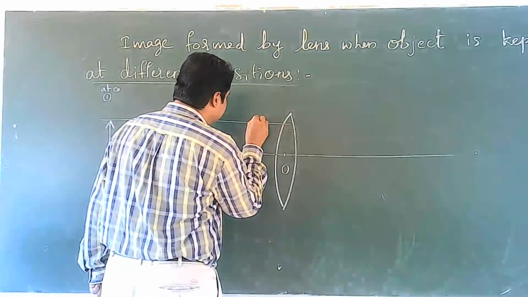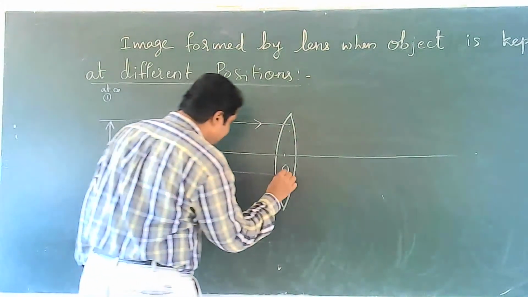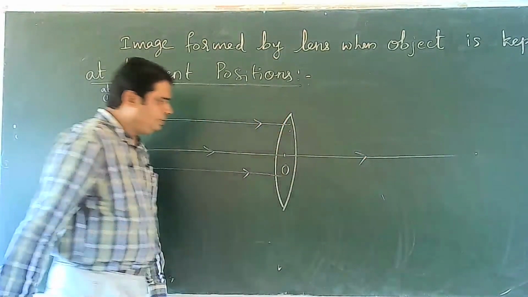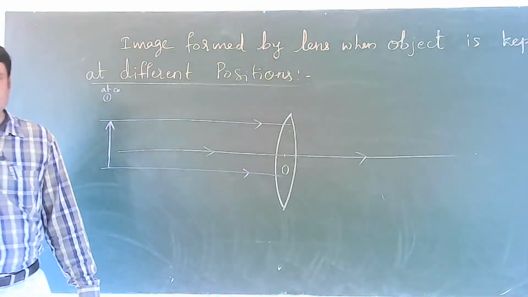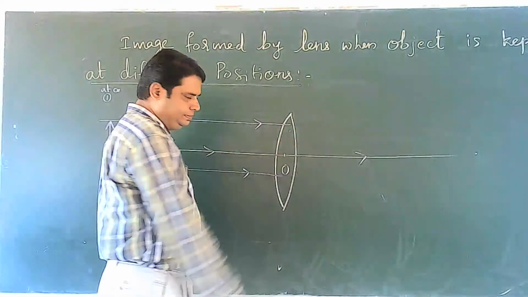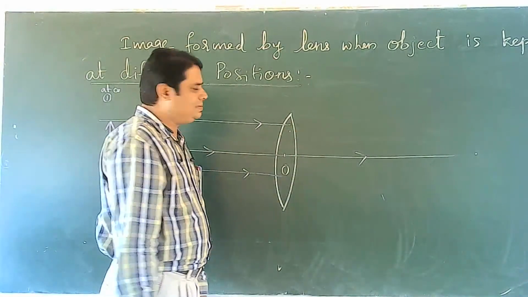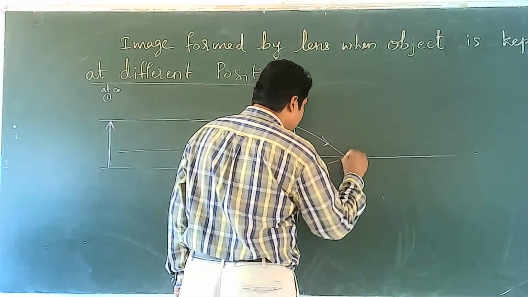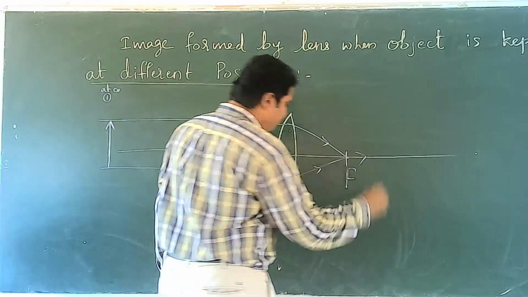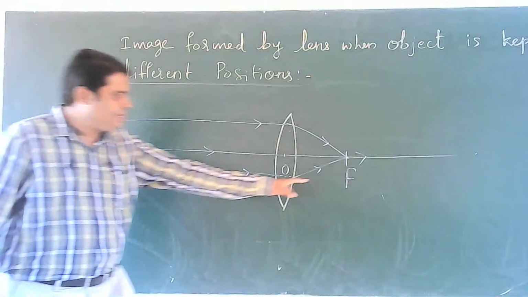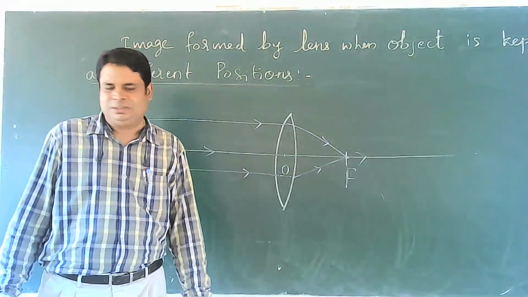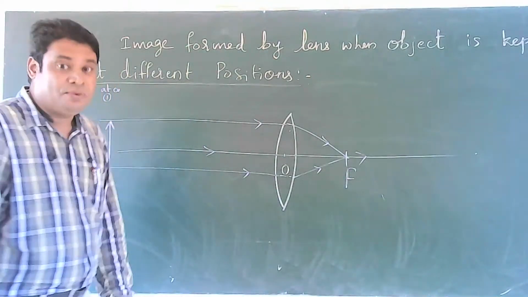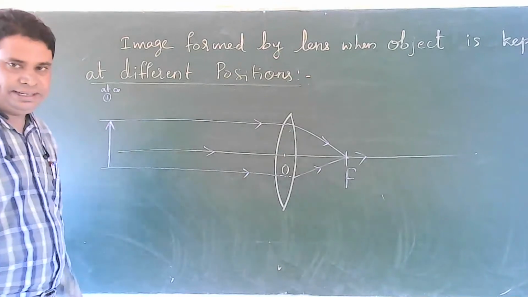A beam of light from this object will start and fall on this lens. After refraction, they meet at a particular point, here. This is where exactly the image is formed when object is placed at infinity.